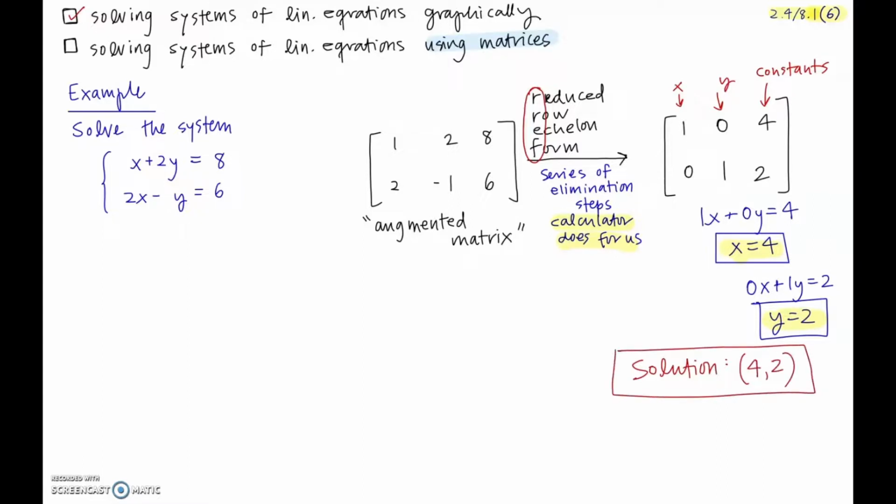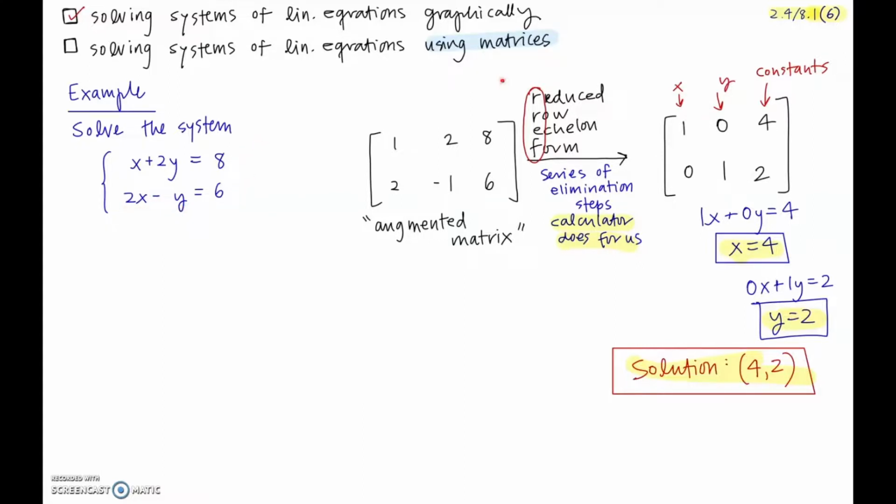We've found that out using matrices instead of using the graph of the system. Let's just double check here. Okay, x equals 4 and y equals 2. 4 plus 2 times 2, that's 4 plus 4 equals 8. Yep, that works in here. Let's take this and put it in here. 2 times 4 is 8 minus y equals 2. So 8 minus 2 equals 6. Yep, it works for both of those.